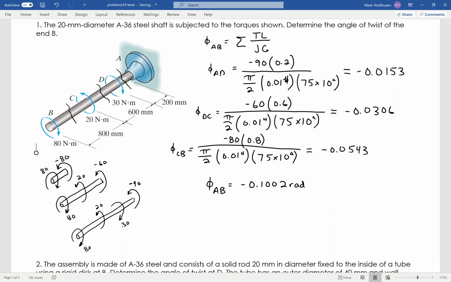Now, radians are not our preferred unit. It's a little bit more descriptive, at least for me, to do it in degrees. So switching that to degrees, I get negative 5.74 degrees. So again, you just break it up into sections, find the torque in each section, find the twists in each section, and then add them together.